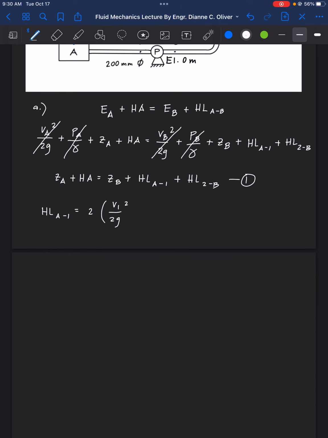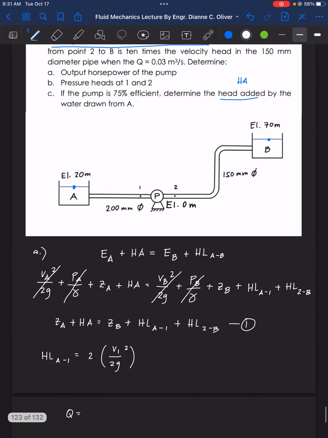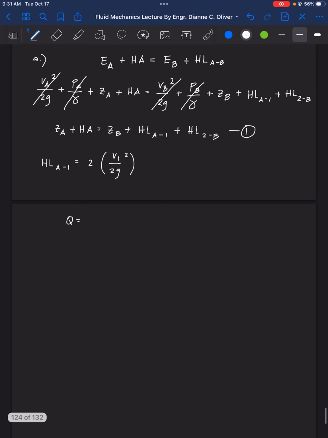V1 over 2g. But we need to find the value for V1. So we need to find the value for V1 by the discharge. From the discharge Q, our discharge here is 0.03 cubic meter per second, given. So A1 V1 is equal to A2 V2.